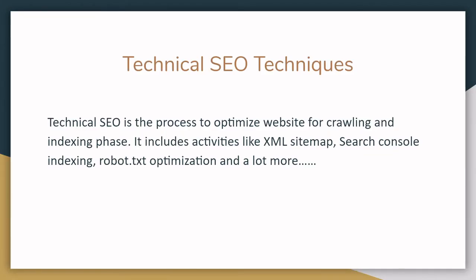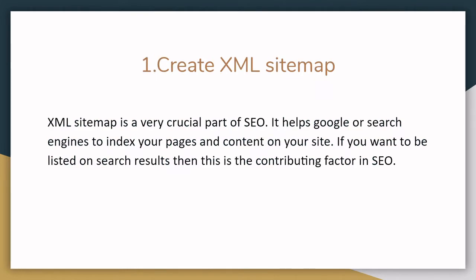First of all, what is technical SEO? Technical SEO is basically the process to optimize your website for the crawling and indexing phase. It means your website is optimized such that the crawler of Google or any search engine can easily find your website and its stuff as well. For this, you can use HTML, XML sitemap, Search Console, indexing, and robots.txt optimization. So let's see our first technical SEO technique.